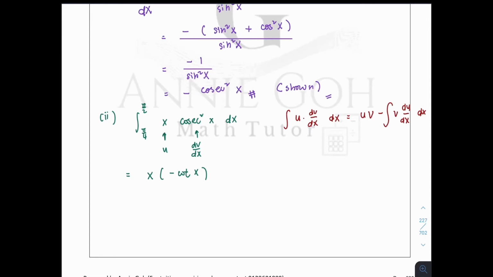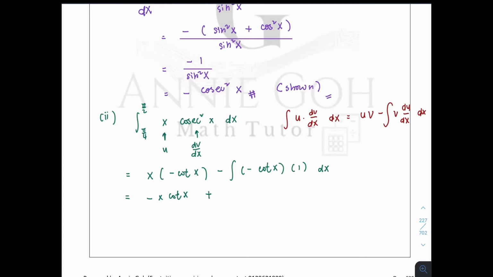And according to the formula, it's minus integrate v again, so which means we jot down the negative cotangent x again, and it's du here. So to differentiate the u, which is the x, is actually equals to a 1. That's how we apply the formula. So for the first part here is already completed. So let me jot down negative x cotangent x.